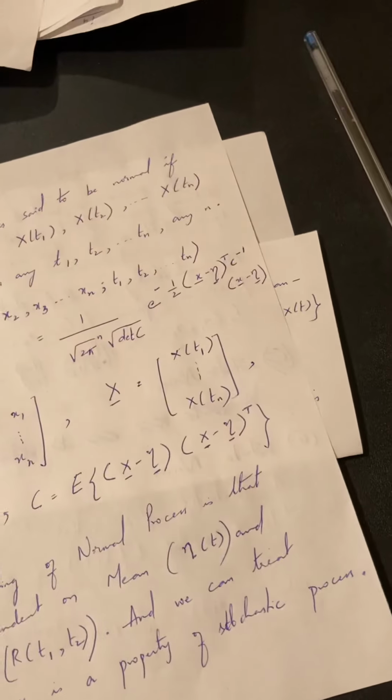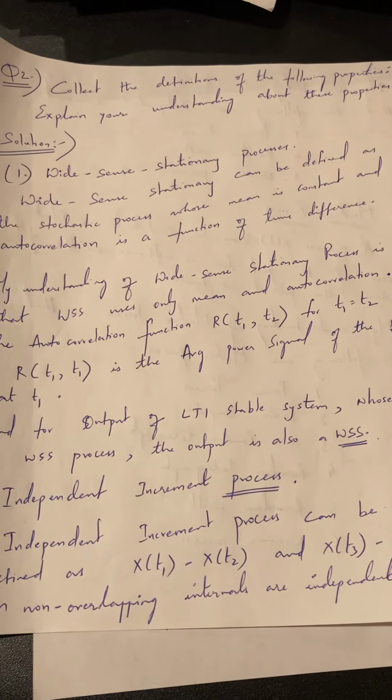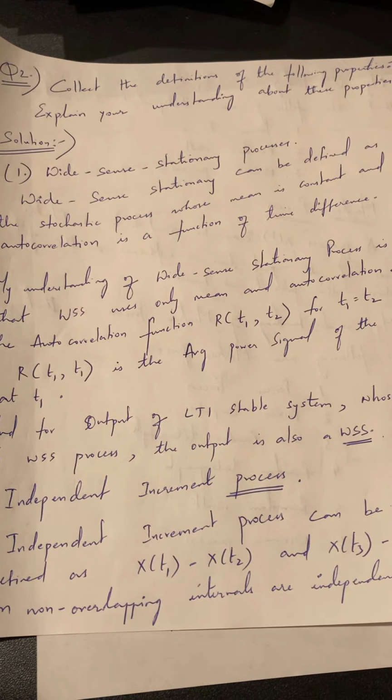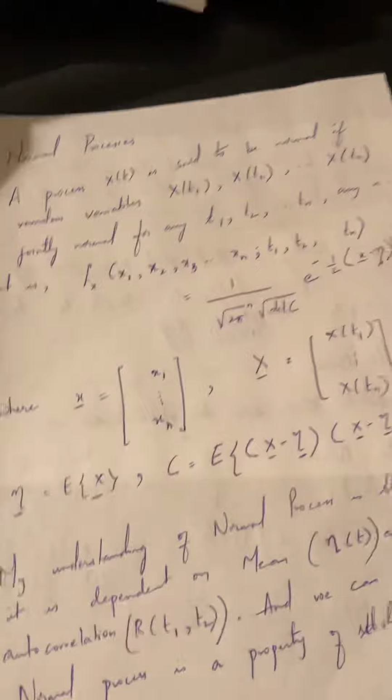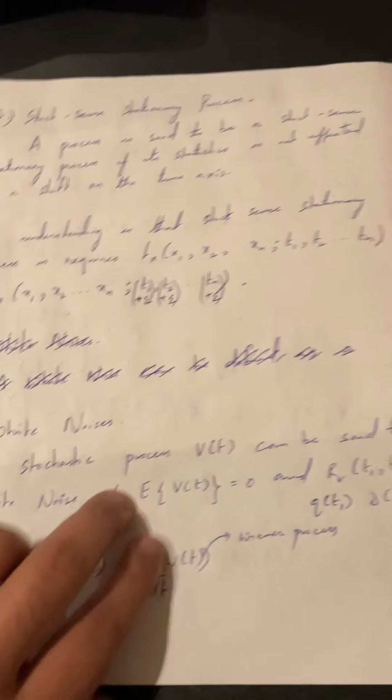So basically from all these, to sum it up, these are the things that I've observed about the wide sense stationary, the independent increment process, the Markov process, the normal process, the strict sense stationary process, white noise, and the mean ergodic.